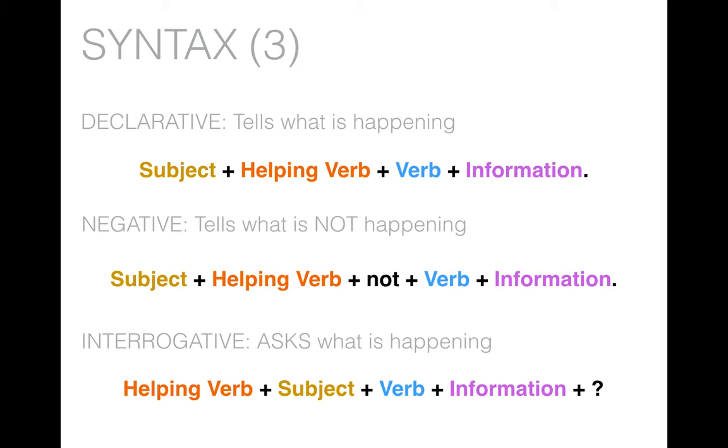In declarative syntax, the order is subject plus helping verb plus verb plus information. For negative syntax, the order is subject plus helping verb plus not plus verb plus information. For interrogative sentences, the order is helping verb plus subject plus verb plus information plus question mark.